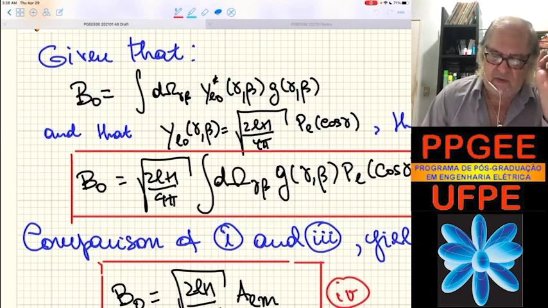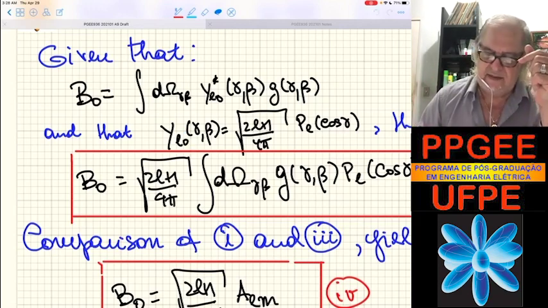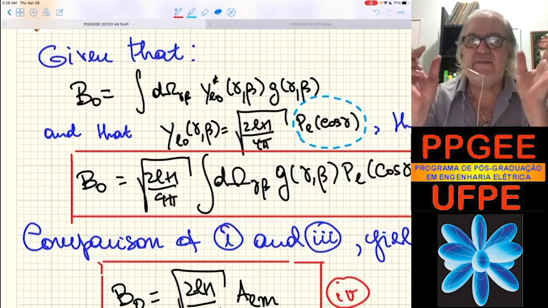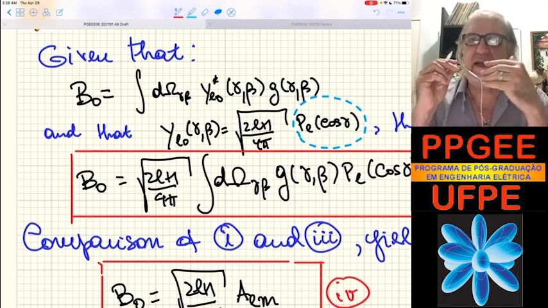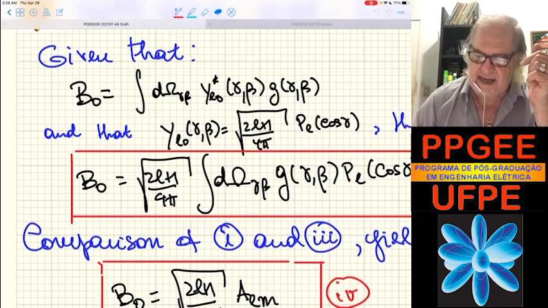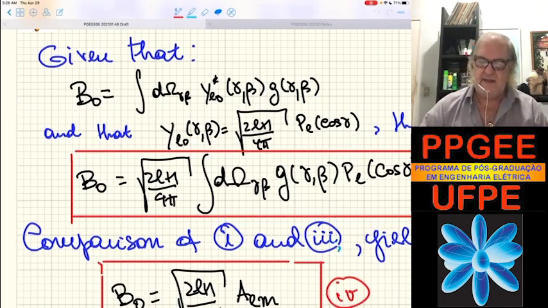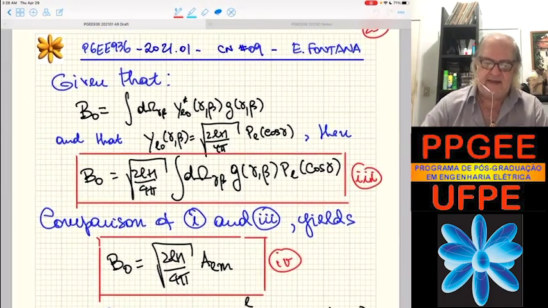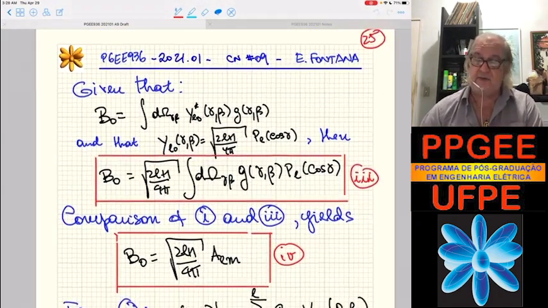But notice that YL0, that's a property of spherical harmonic, right? When I have m equals 0, it's going to be something like this. It's given by this expression. It doesn't depend on the azimuthal coordinate, only on the polar coordinate, which in this case is gamma, because I'm doing it relative to the space. So B0 is given by this expression here.